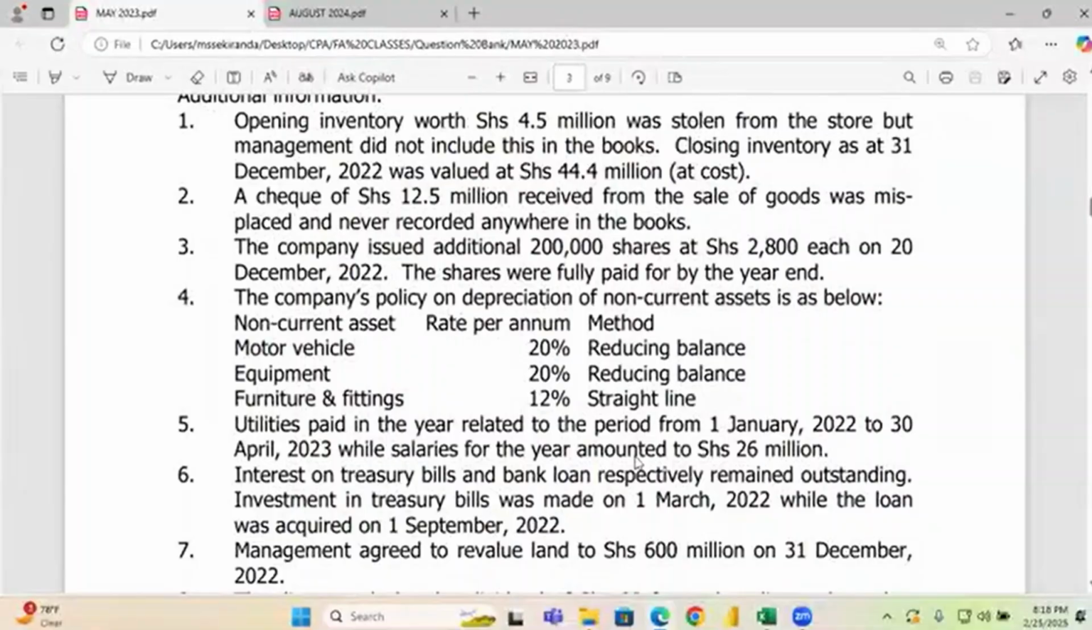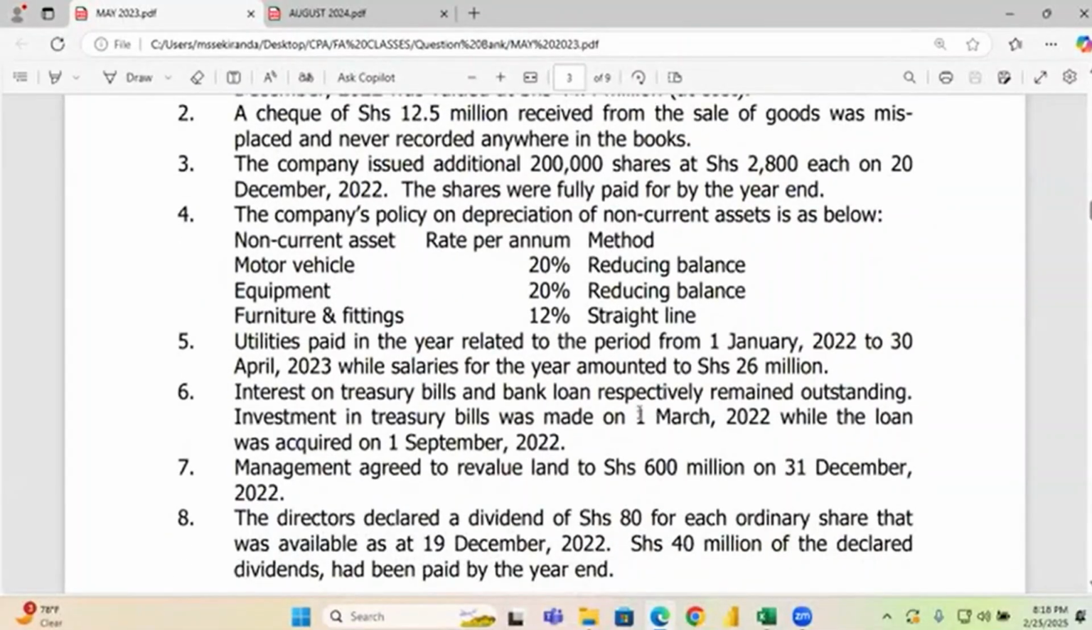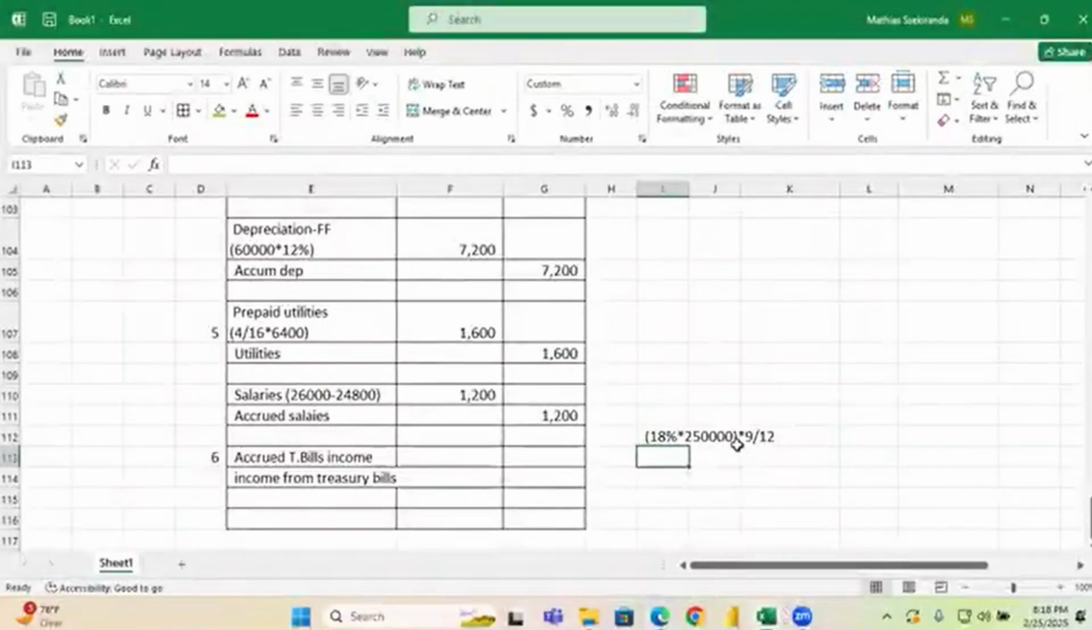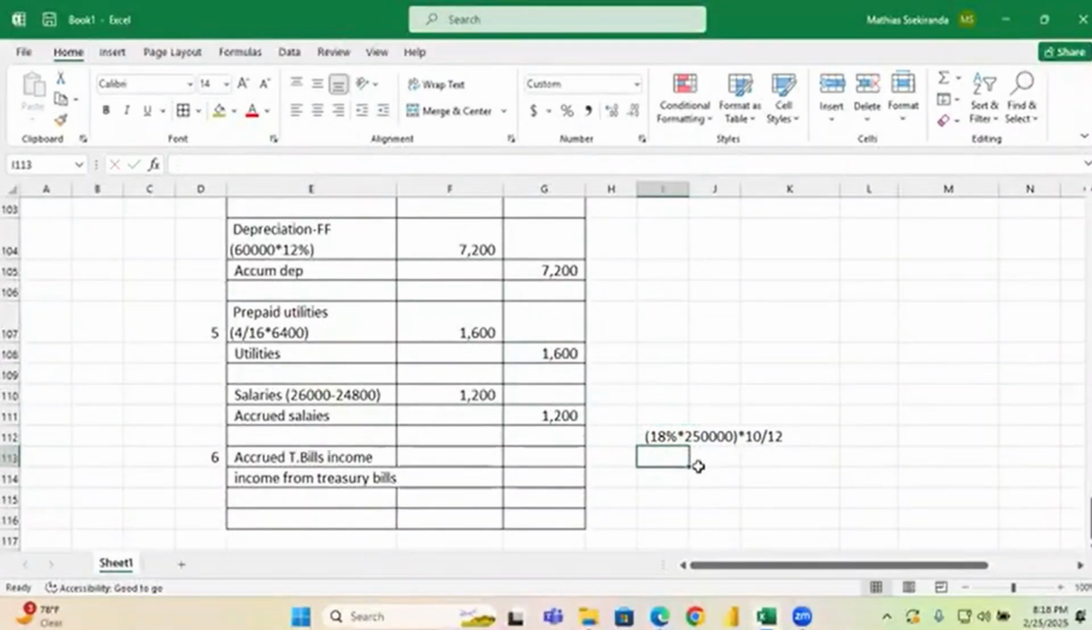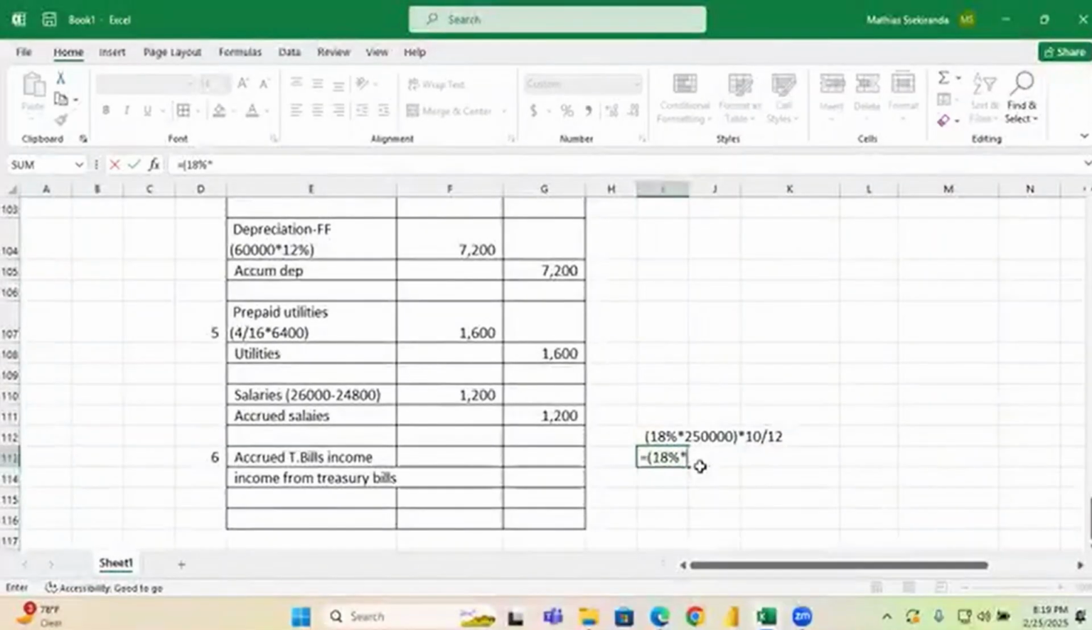Is it 1st of March? 1st of March means March is inclusive. So March, April, May, June, July, August, September, October, November, December. So it is 10 months, because March is inclusive. So you only recognize interest for the period in which you have fixed. You will not recognize interest for the entire year, and yet you only fixed for 10 months, okay?